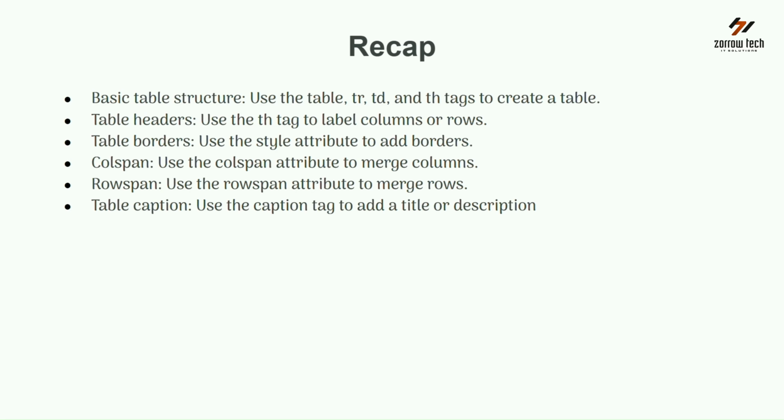Recap. Let's quickly recap what we learned today. 1. Basic table structure. Use the table, tr, td, and th tags to create a table. 2. Table headers. Use the th tag to label columns or rows. 3. Table borders. Use the style attribute to add borders. 4. Colspan. Use the colspan attribute to merge columns. 5. Rowspan. Use the rowspan attribute to merge rows. 6. Table caption. Use the caption tag to add a title or description.